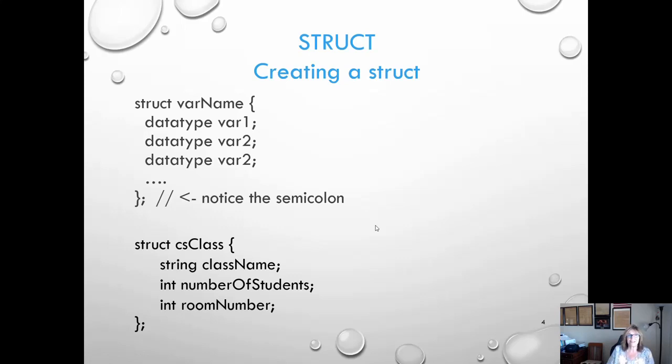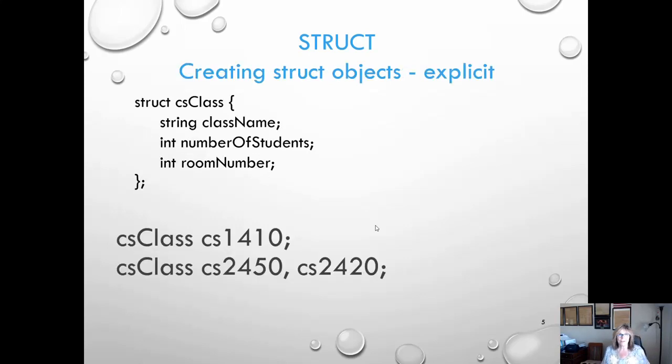Now that we have a struct object, how are we going to declare variables? Here's an example. I'm going to use the name of the struct as the data type, and then I'm just going to create a variable or a struct object. I have CS1410. You can create multiple objects on the same line, CS2450 and CS2420. We just use the name of the struct.